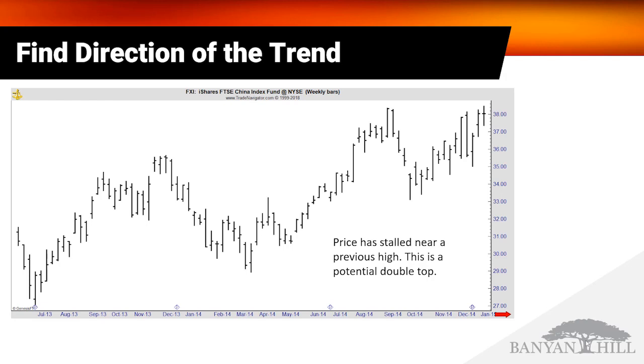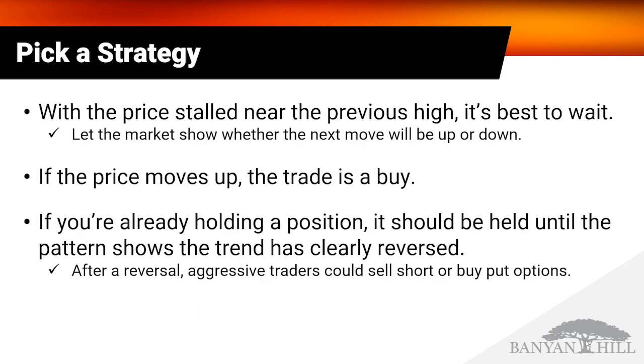And on the right side of the chart, we see the prices have stalled. A lot of times a trader will try to anticipate what's coming next. Well, we're stalled. This could mean we're about to see a double top with a breakdown. But we don't want to trade based on what we think could happen. We want to wait and see what happens. So if prices move up, we want to buy. And if prices break down, we'll want to sell.